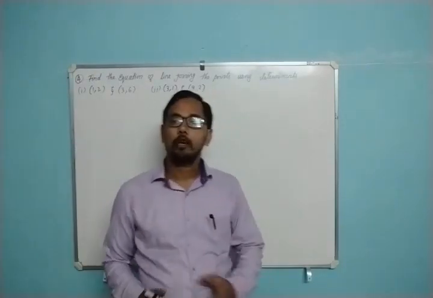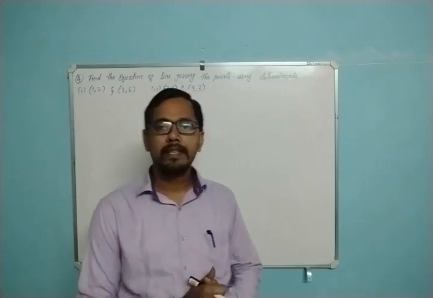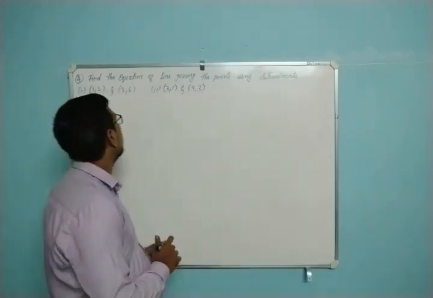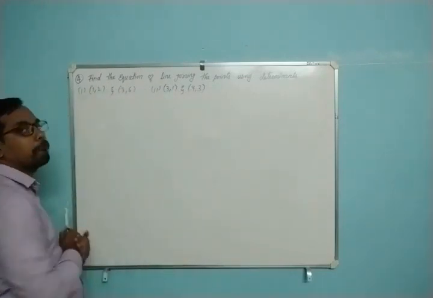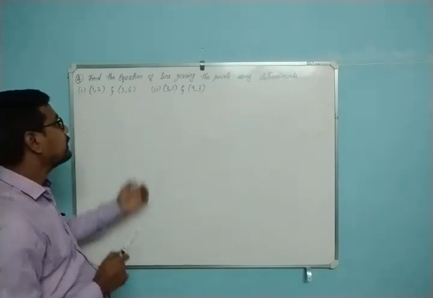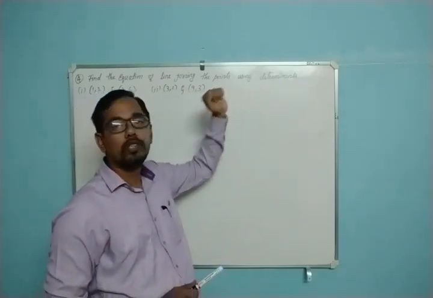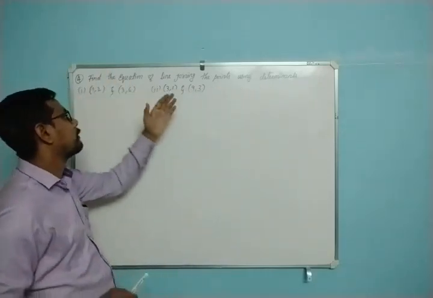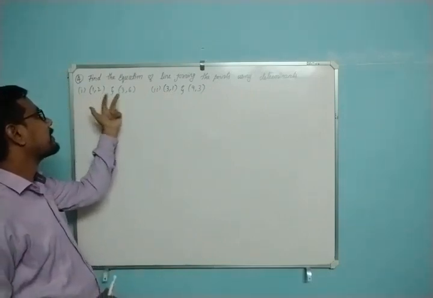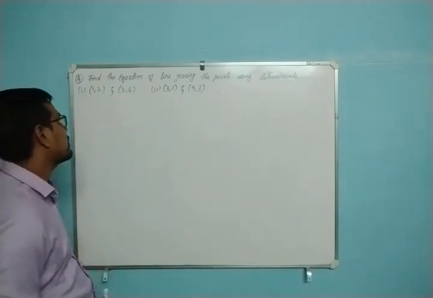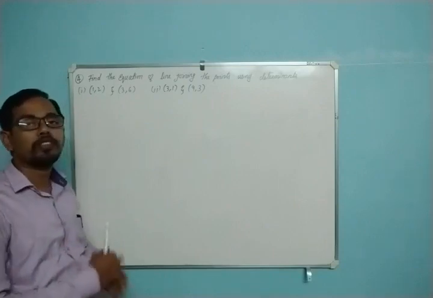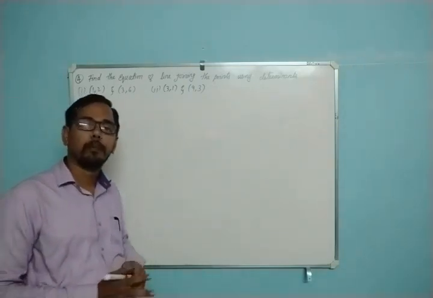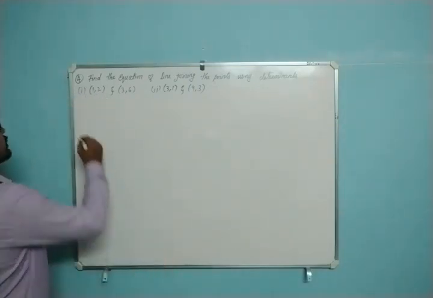So friends, I hope you have understood the previous problem. Let's see what is given in the next problem. Here they have given: find the equation of the line joining these two points using determinants. Two sub questions are there, so we need to solve them separately. Let's take up the first one.